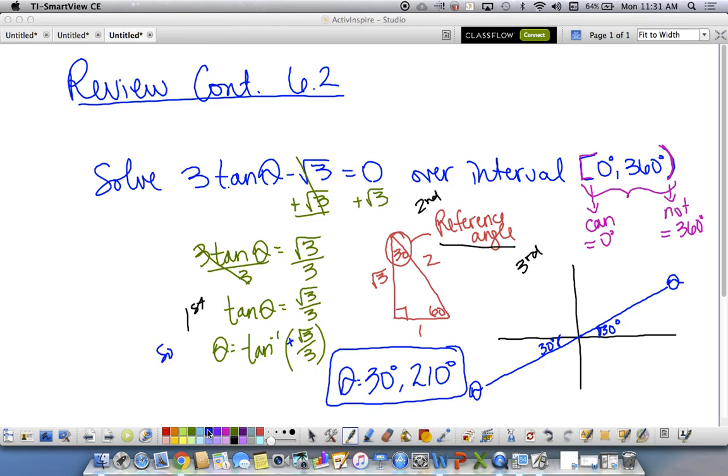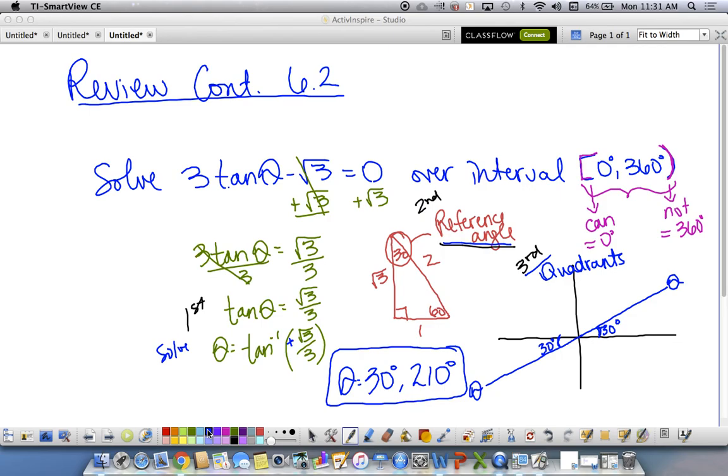Okay? You really have 3 steps: solve, reference angle, and then quadrants, which quadrants is whatever you have, positive or negative.